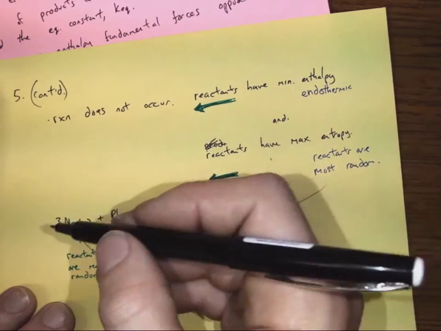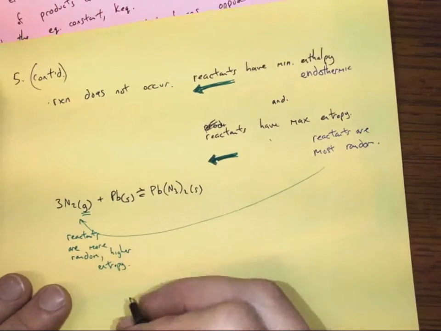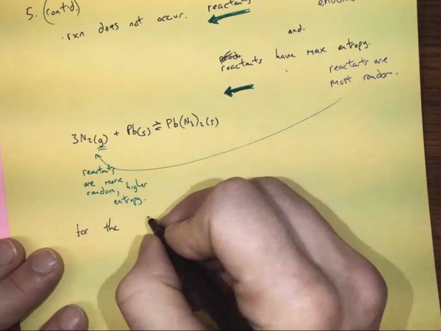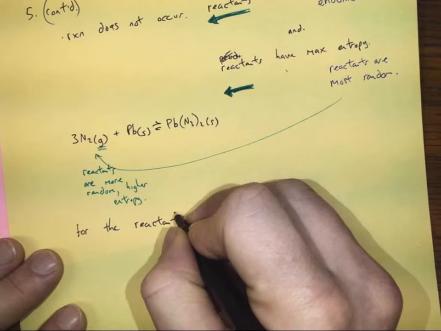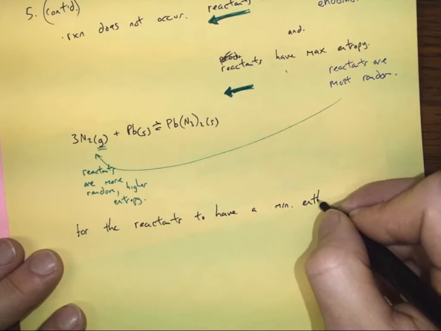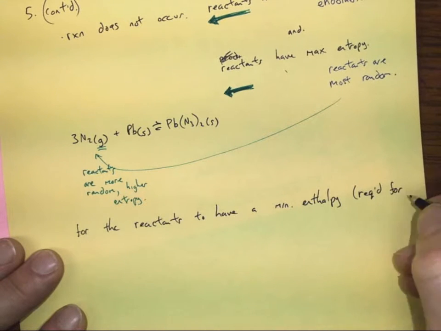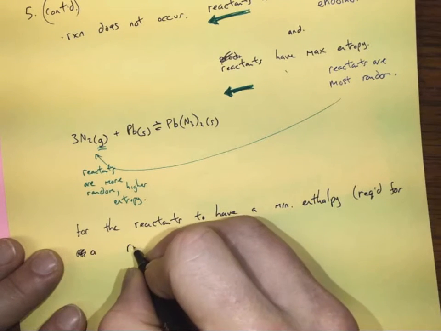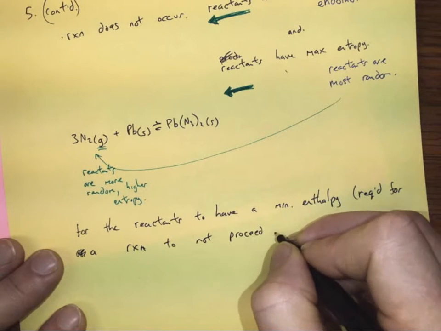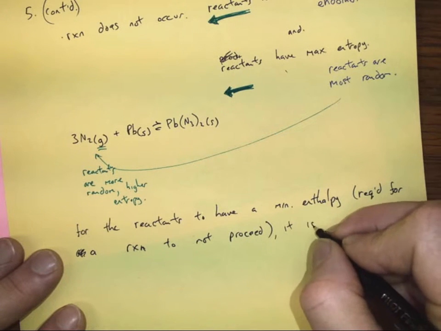That means the enthalpy force has to be pushing to the left, meaning a minimum enthalpy. There's a minimum enthalpy. So, I'll write this out as a final statement: for the reactants to have a minimum enthalpy, which is required for a reaction to not proceed, it is endothermic.